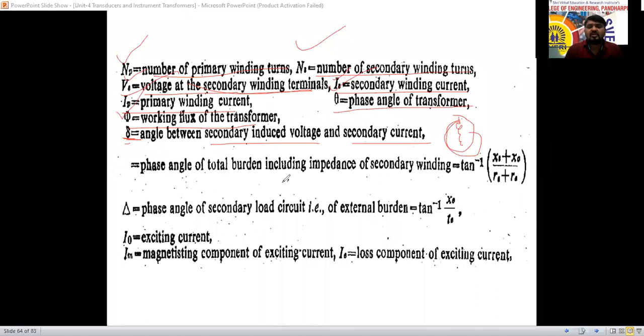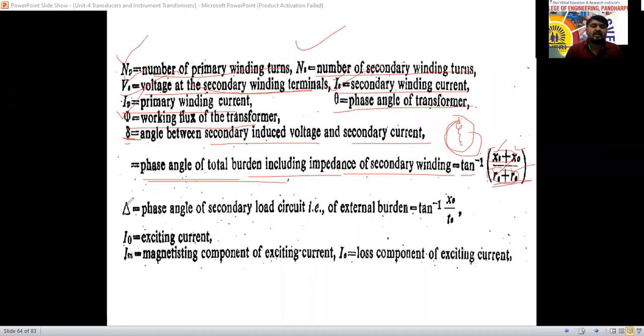The phase angle of the total burden, whatever external burden we are using, which includes the secondary winding, is the tan inverse of the secondary winding reactance plus external reactance, divided by the secondary winding resistance plus external resistance. So it is tan inverse of (XS plus XE) divided by (RS plus RE). That is the external burden we have used here.